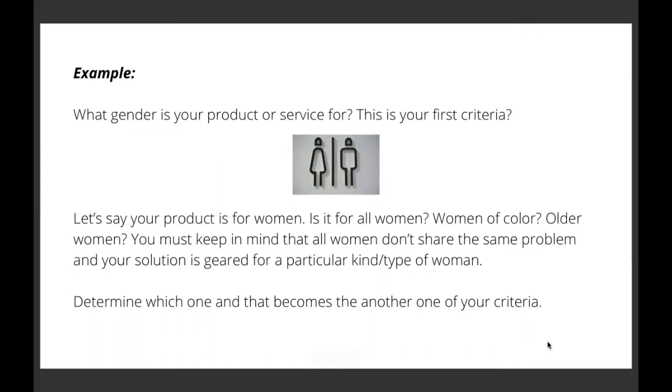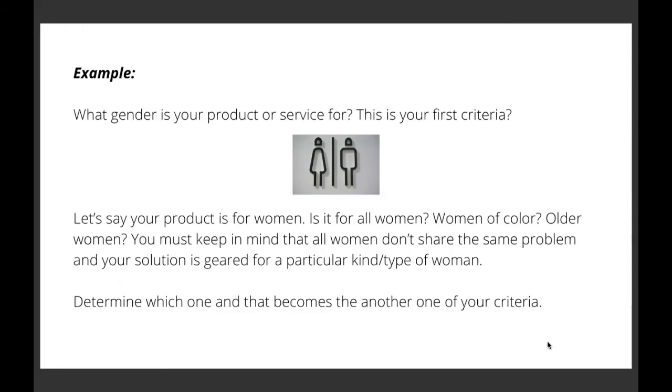Okay. So here's an example. What gender is your product or service for? This would be your first criteria. So you have this great product. Who's going to buy it? Is it men or is it women? And in this day and age, there may be some subsequent gender identities associated. And, you know, if that's the case, you would have them as your target. Okay. So for the sake of our example, we would say the product is for women.